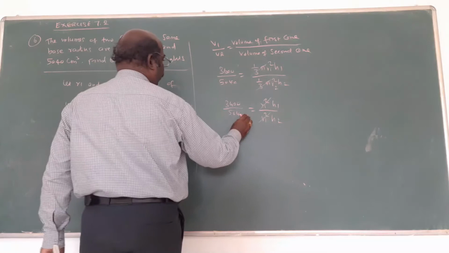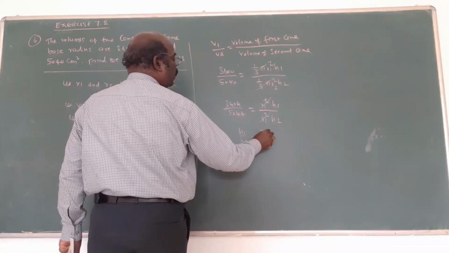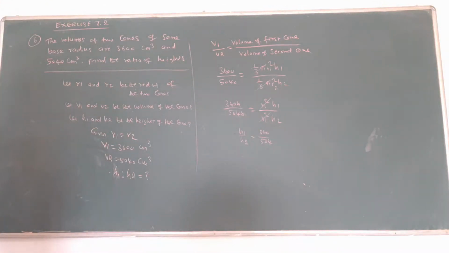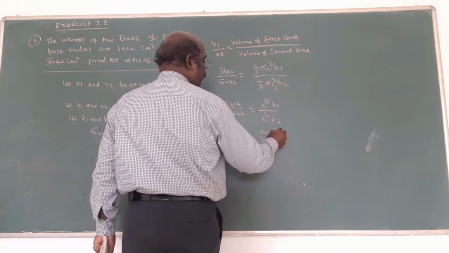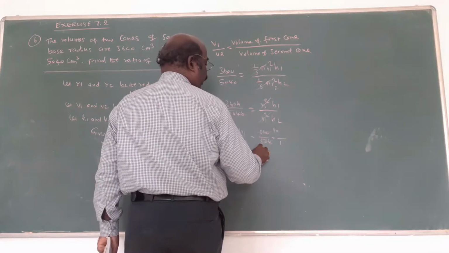Now cancel the zeros. Now H1 by H2 is equal to 360 by 504. Now divide. Which table? 2 table. Again 2 table. We get the answer 5 by 7. Am I right? 5 by 7. You can also write the fourth table first. Fourth table means what? 90 by 126. Am I right?